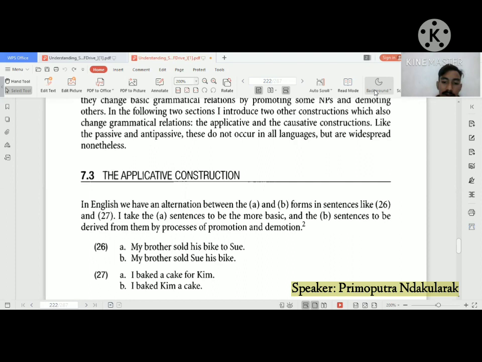Now, compare the parallel construction found in the Austronesian language, Indonesian, and the Bantu language, Sesotho. The examples from these languages are taken from Baker.